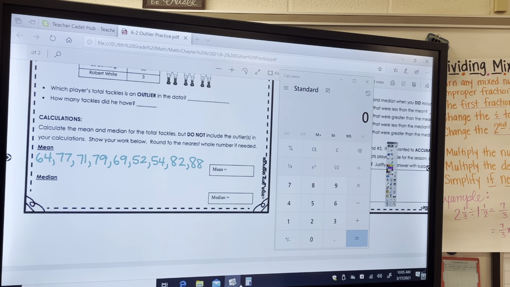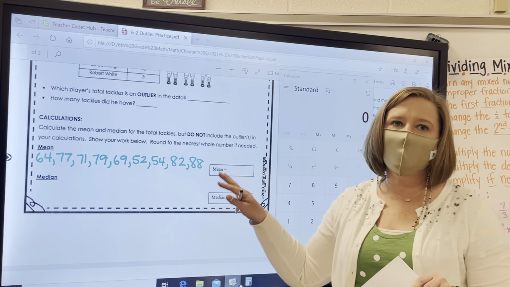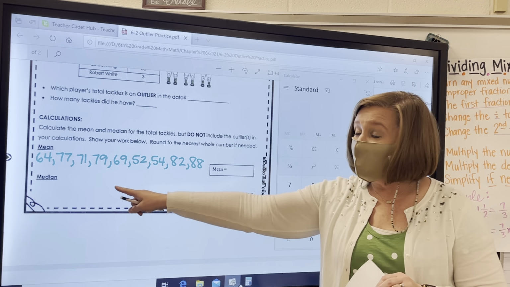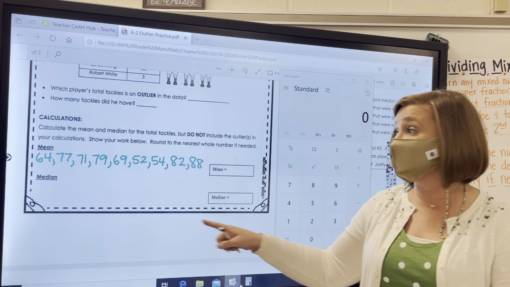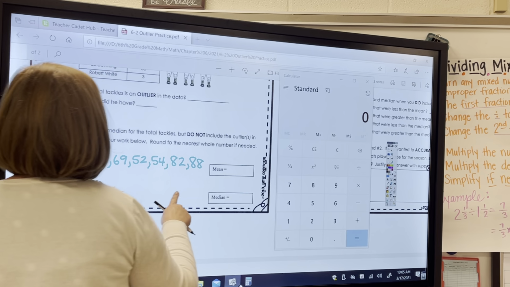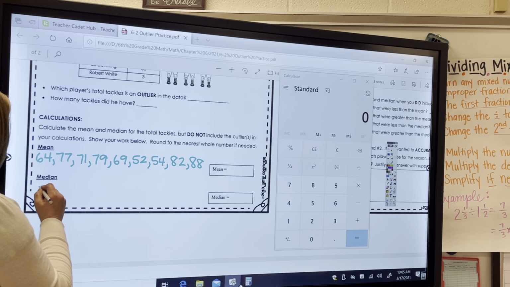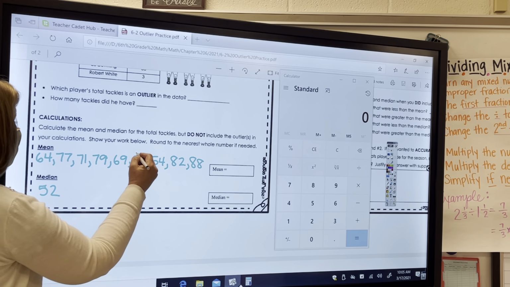Now, what's the first thing we have to do when we're calculating the sum? Put them from least to greatest. When we're doing the mean, we don't have to put them least to greatest. We can, but we have to do that for the median. So let's go ahead and do it, and we'll write it right here for the median. So order your numbers from least to greatest.